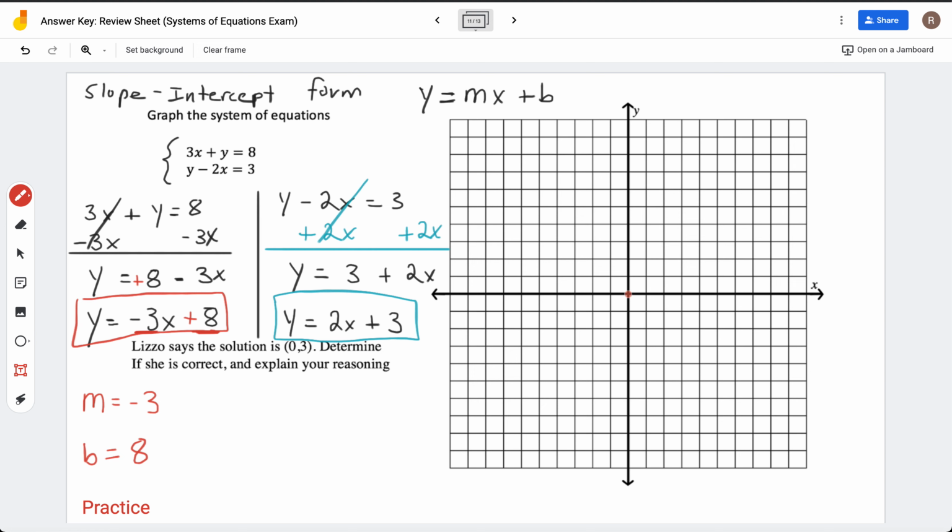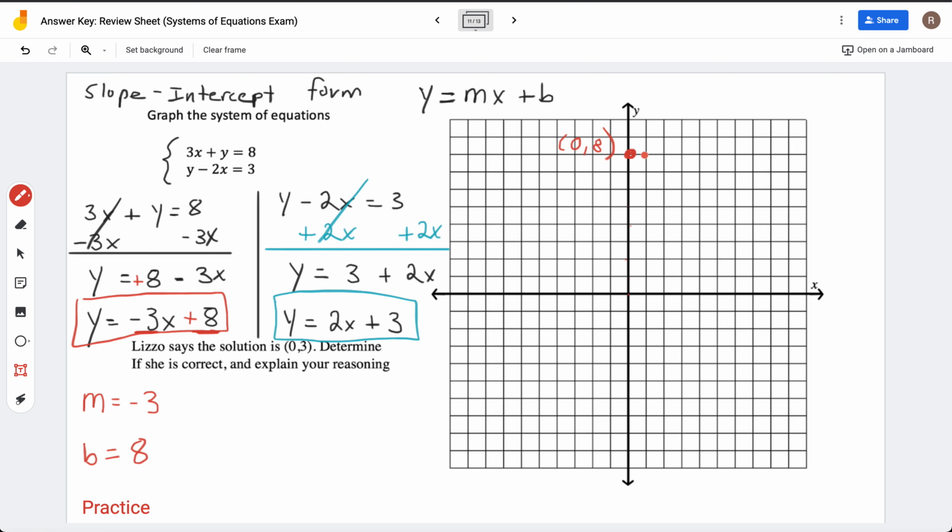So remember, this is our origin here. And to find positive 8 on the y-axis, we're going to go up. So we're going to go up to 8. 1, 2, 3, 4, 5, 6, 7, 8. This is our 8 right here. And this point right here is (0, 8). Our x is 0, where our y is 8.